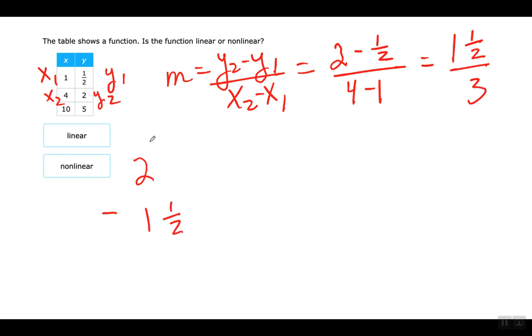Here, I'll do it. Okay. I wrote the question wrong. And I don't know how to erase without erasing the whole thing.